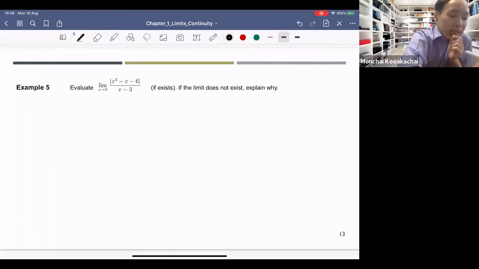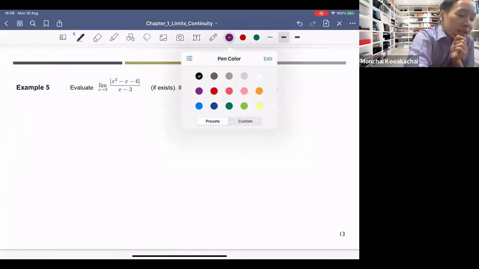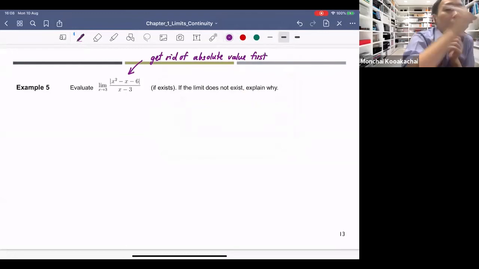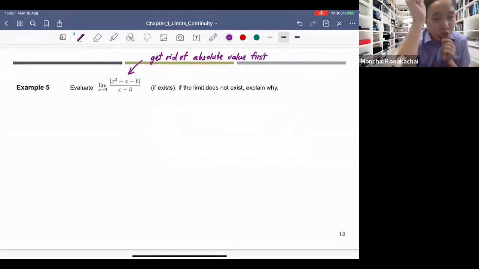Well, the key thing is that every time you see absolute value, try to get rid of the absolute value first. This is the hint. Every time you see a question about absolute value, it is a good idea to remove the absolute value.